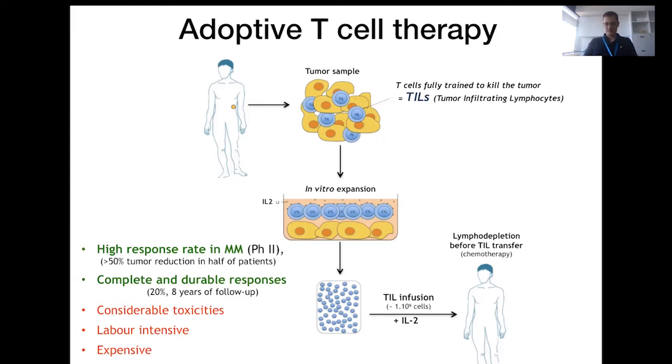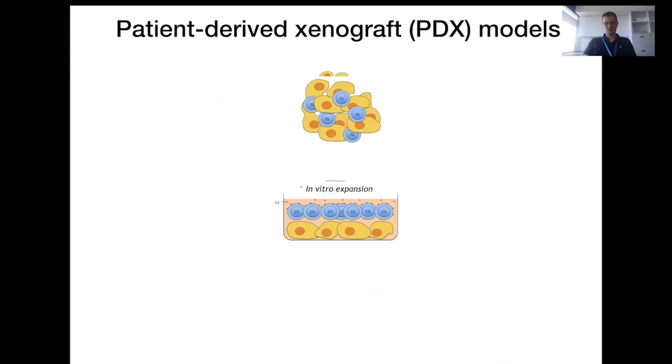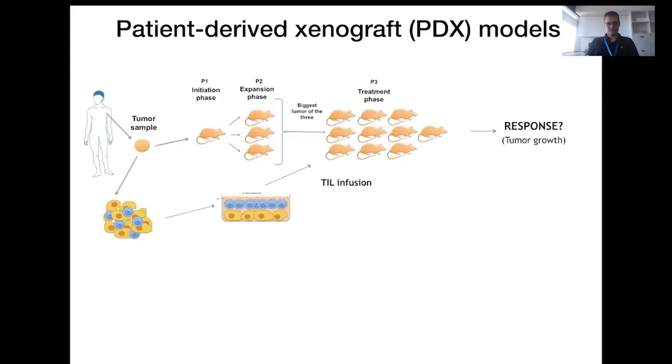But we anyway thought that maybe this could be modeled in immune-humanized PDX models by basically growing the tumors first in mice, and in parallel making T cell cultures which, when tumors grew in mice, could be infused back, and then responses could be used to monitor the efficacy of the particular T cells.